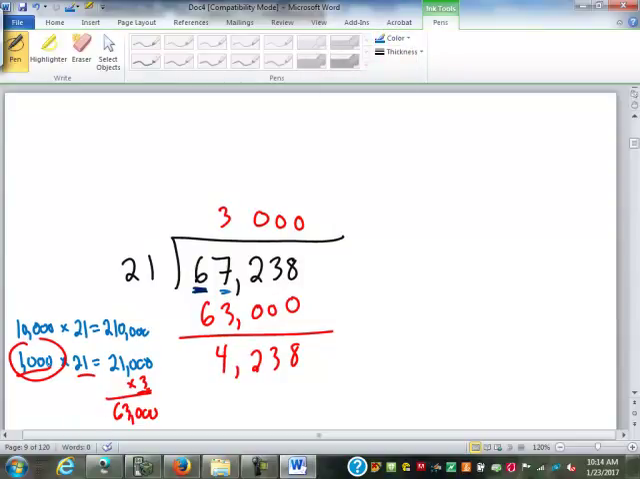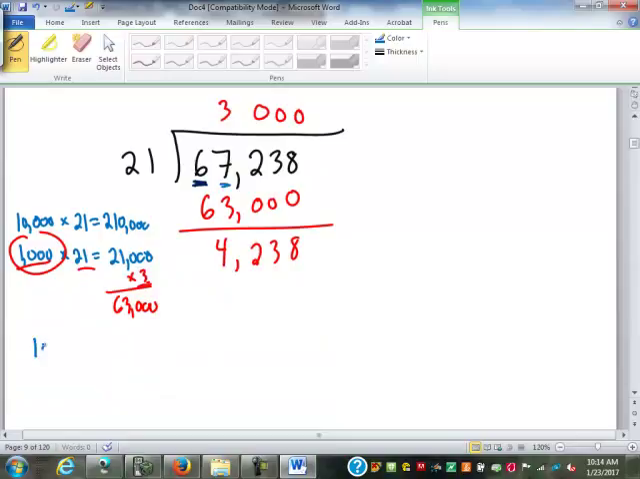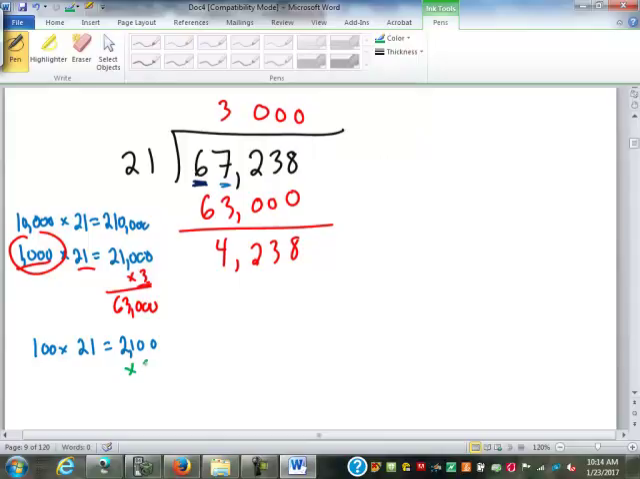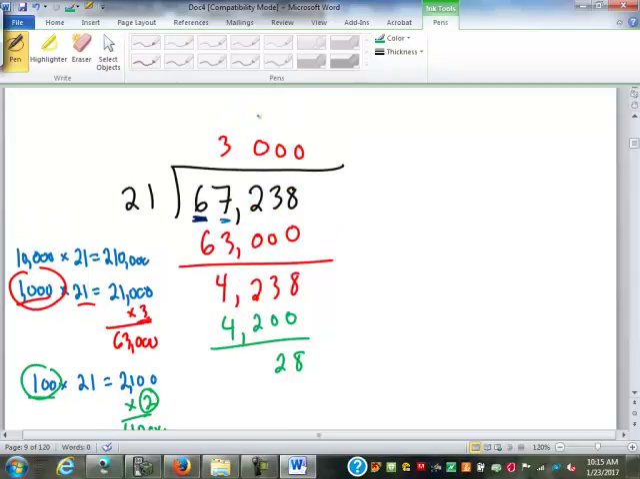So the next place value is 100. 100 times 21 is 2,100. Can we subtract that from what's left? You bet. Looks like we can do it twice, right? Times 2 is going to be 4,200. So that leaves us with 38. So again, we subtracted the 2,100 twice. But the 2,100 was a bundle of 100 21s. So 100 times 2 is 200. We just subtracted the 21 200 more times.